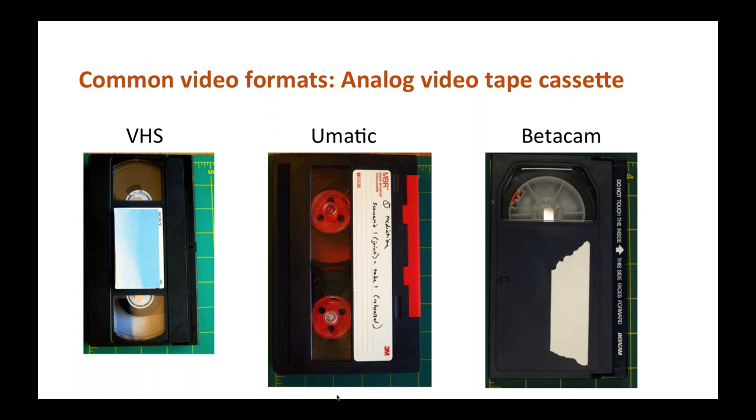So Betacam, this is basically a family of video cassettes that were developed by Sony, and they are half inch, and there's different versions that you're going to see.